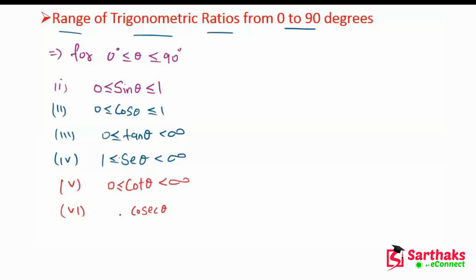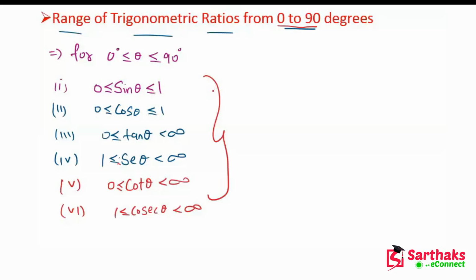The range of cosec theta is greater than or equal to 1 but less than infinity. So these are the ranges of trigonometric ratios from 0 to 90 degrees. Sine theta is 0 to 1. Cos theta is 0 to 1. Tan theta is 0 to infinity. Sec theta is 1 to infinity. Cot theta is 0 to infinity. And cosec theta is 1 to infinity.